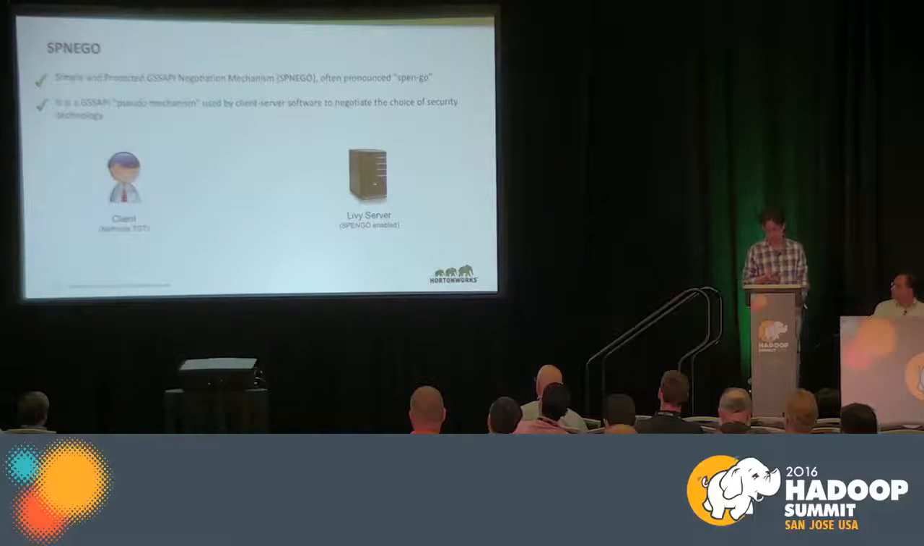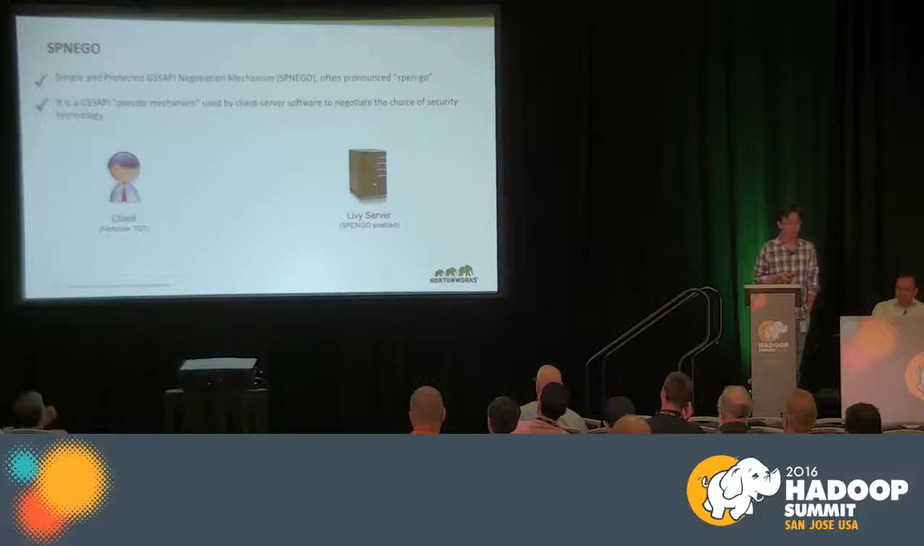So the first thing is SPNEGO. SPNEGO's full name is Simple and Protected GSS-API Negotiation Mechanism. It is a GSS-API pseudo mechanism used by client-server software to negotiate the choice of security technology. So the underlying security technology is pluggable, but most of the time we use it with Kerberos.